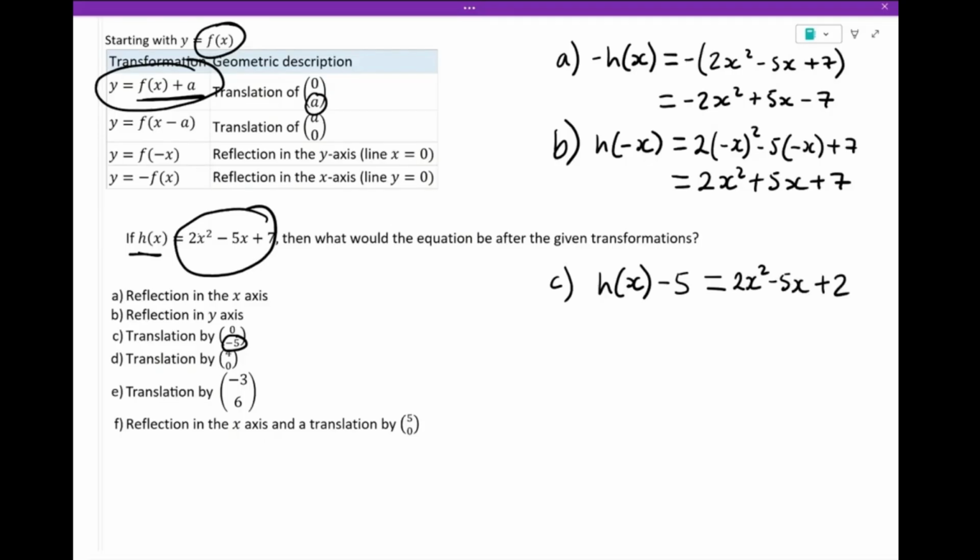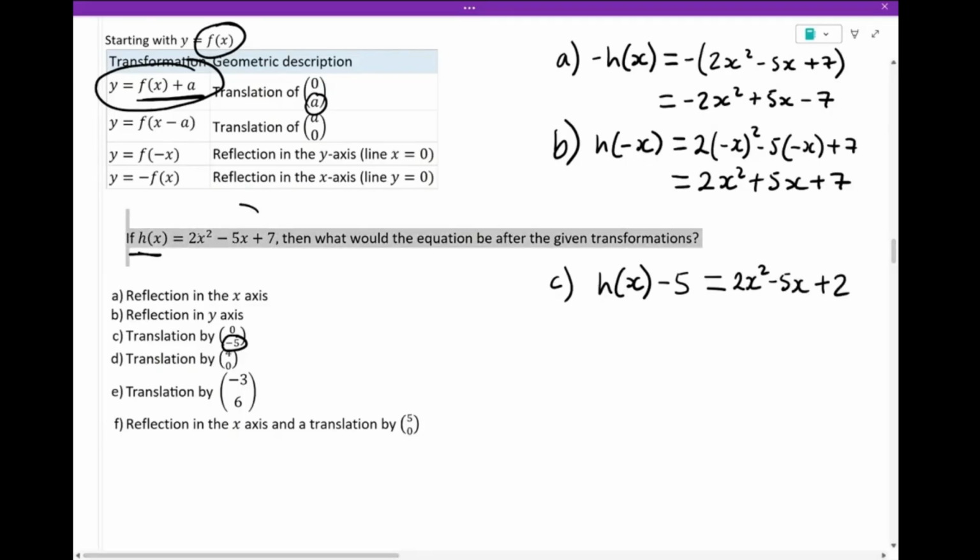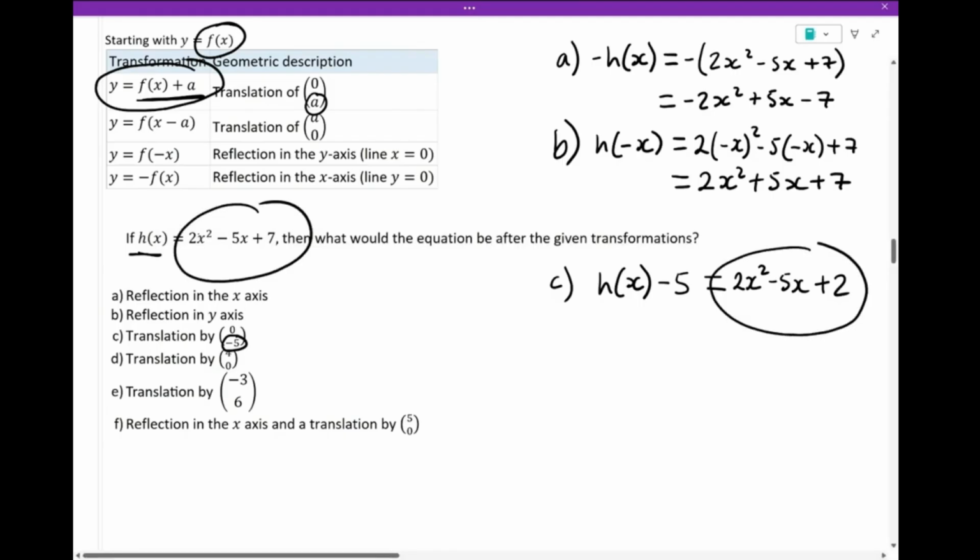Okay, so if I was to sketch my initial function, h of x, and then the one that I just found, they would be a translation of 0, negative 5 of each other. So going from h of x to my new function would be a movement of 5 downwards.